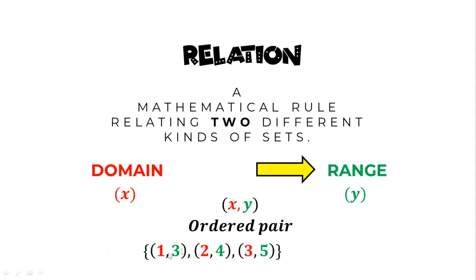For example, meron tayong set of ordered pairs. So tinatawag itong set of ordered pairs. Una, kasi enclose sila sa braces. Kapag ina-enclose natin ang ordered pairs by braces and separated by commas, tinatawag natin itong set of ordered pairs.